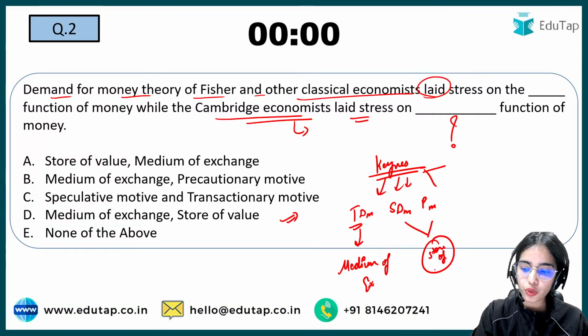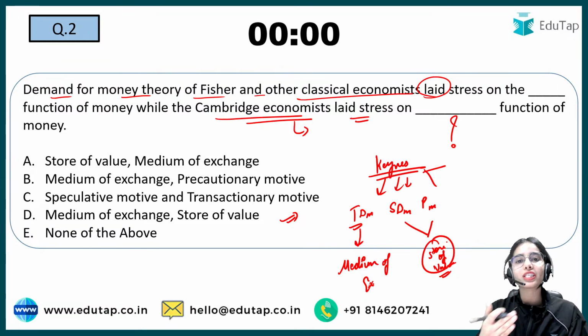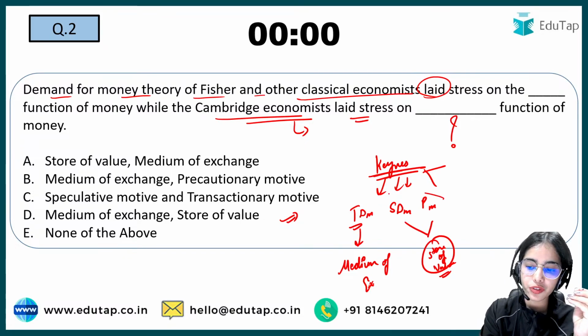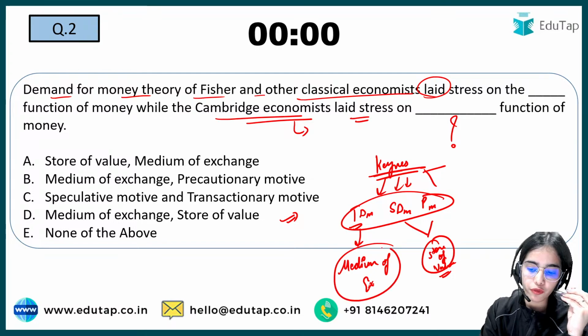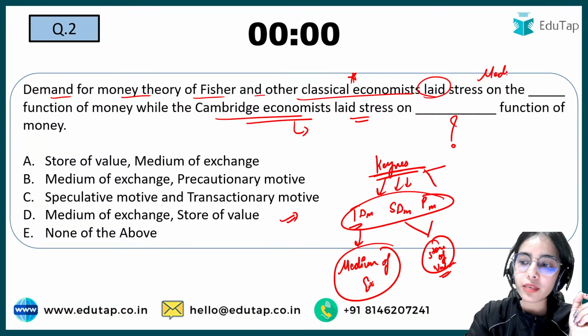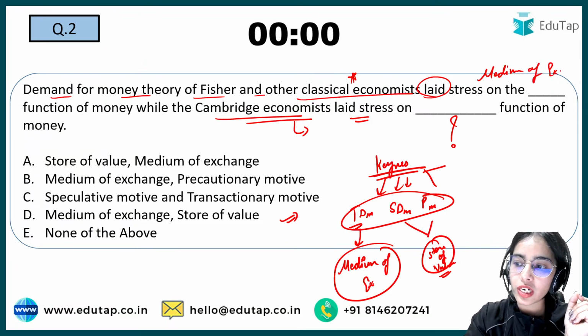This is the store of value, we can say. So you are storing the money to use it for the speculative purpose or to use it for the precautionary purpose. So money, as per Keynes, has three motives. That is, money is working as the medium of exchange and money is working as the store of value. So the classical economists believed that money only works as the medium of exchange.